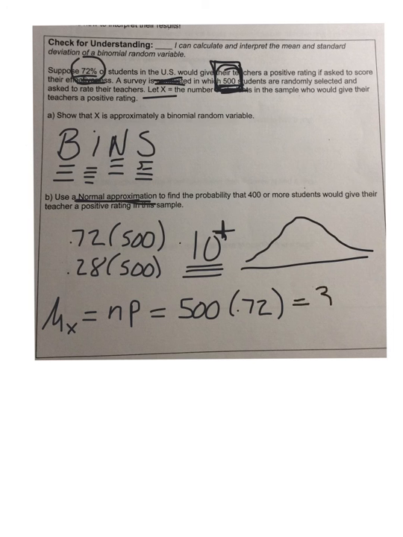That's what we should expect to get, given that we have this probability of 72 and ask 500 students, 360 would give a positive response. How about the standard deviation? Well, we do this.